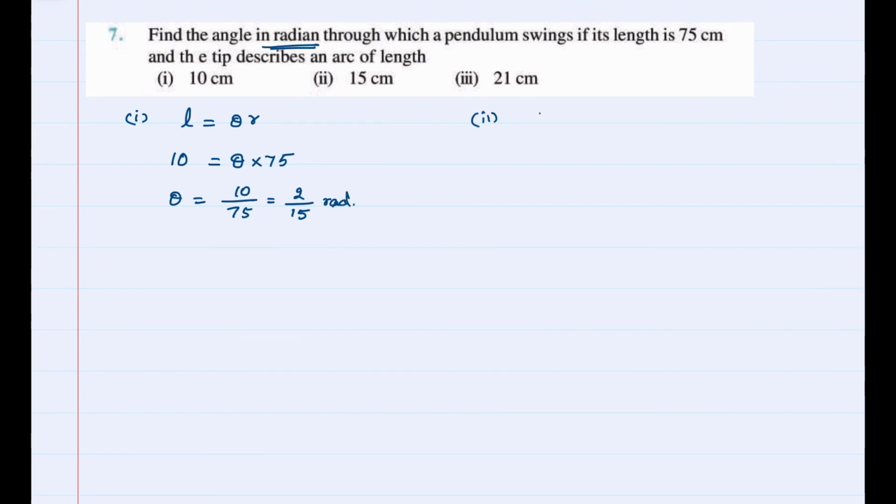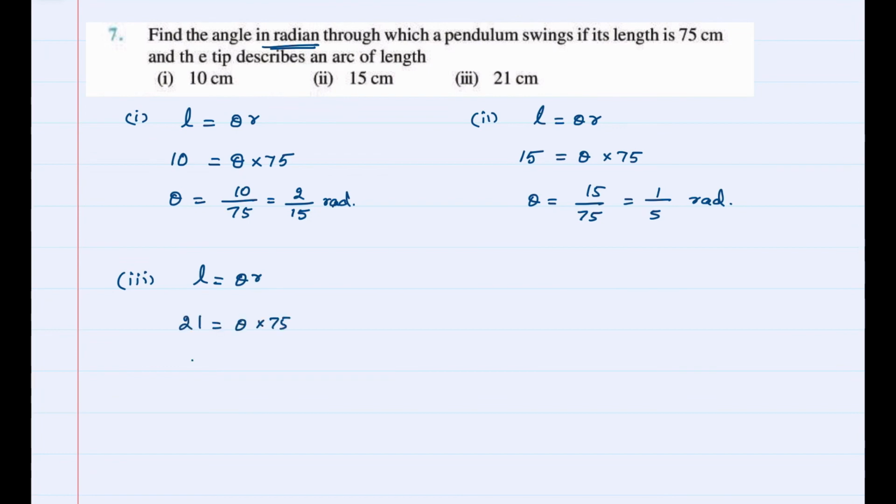Second subdivision, we will use the same formula. Arc length in this case is 15 centimeters and the radius is the same 75. Therefore, theta is 15 over 75. We can cancel 15. It is 1 upon 5 radians. The third one, arc length is 21 centimeters and the radius is 75. Therefore, theta is 21 over 75, which is 7 over 25. Cancelling 3. 7 over 25 radians.